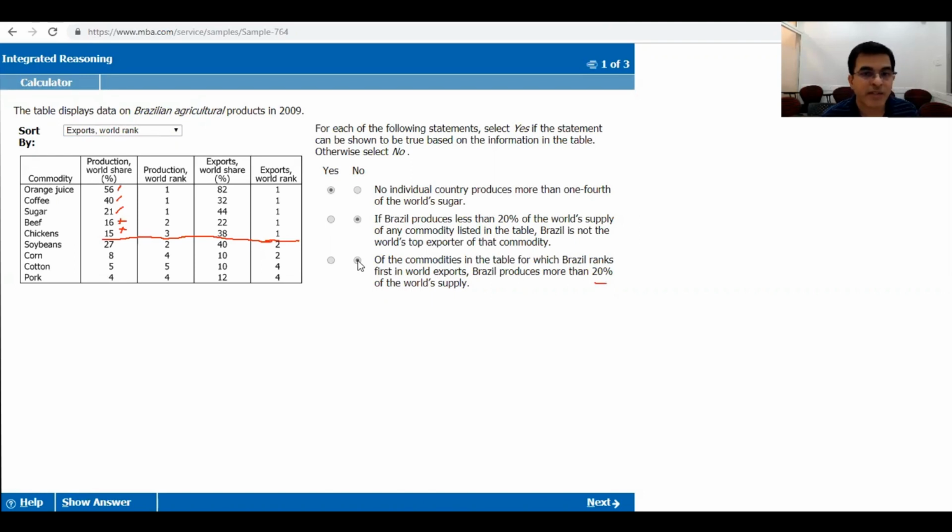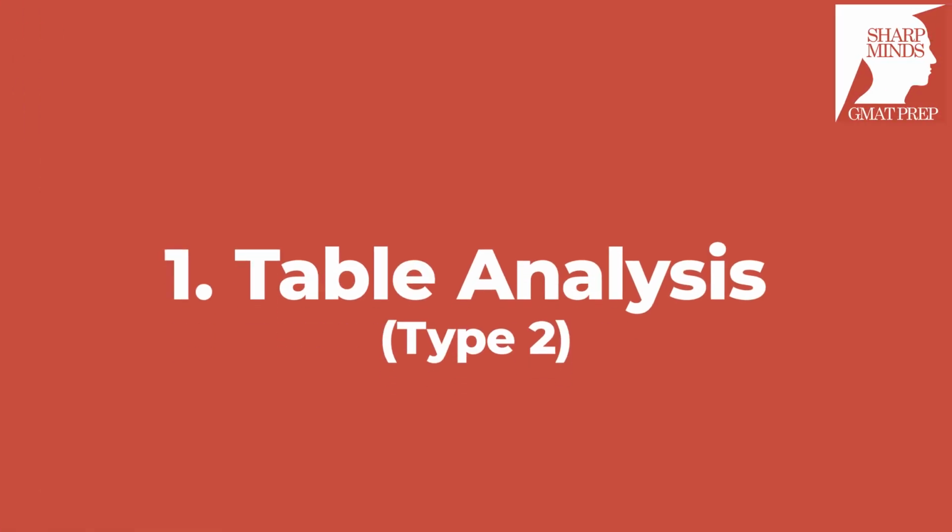Table analysis is an extremely scoring question type in IR, and you have to try and get all correct here. As we are seeing, we are not really doing any kind of number crunching. We are just sorting according to the need and then looking at the relevant rows or columns to answer questions. That's how it's going to be on all questions in this category. As I said, this question type comes with 2 variants. We have just finished discussing the first variant. Now we will move on to the second variant.